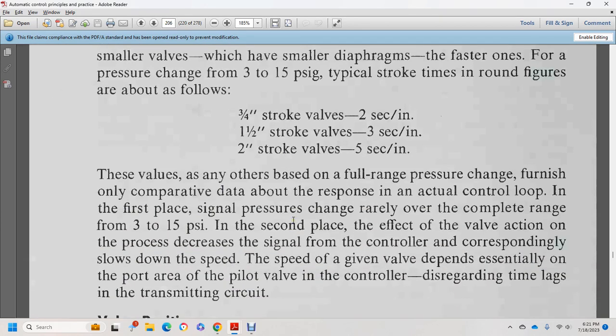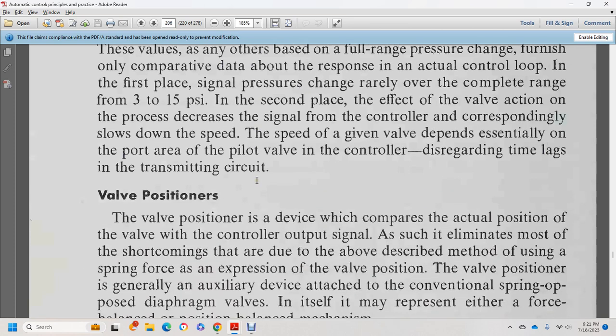These valve figures, based on a full range pressure change, furnish only comparative data with the response in an actual control loop, and then only in the first place with a single pressure change, rarely over the complete range of 3 to 15 psi. Second, the effect of the valve action on the process, the decrease of the signal from the controller, corresponds with the slowdown speed of the given valve, which depends essentially on the port area of the pilot valve, disregarding the time lag of the transmitting circuit. Valve position.